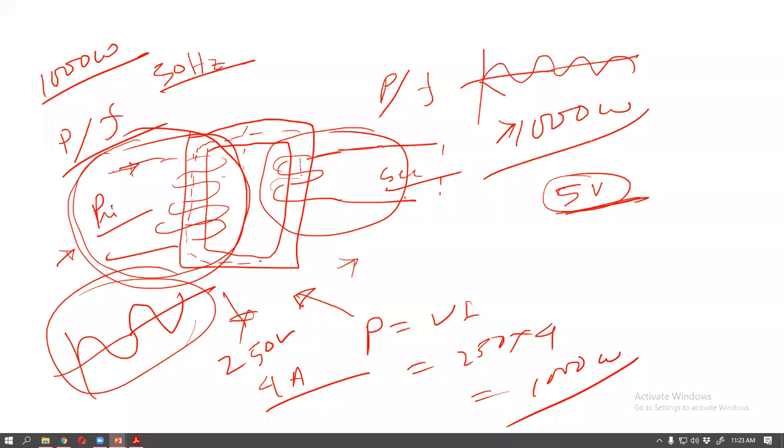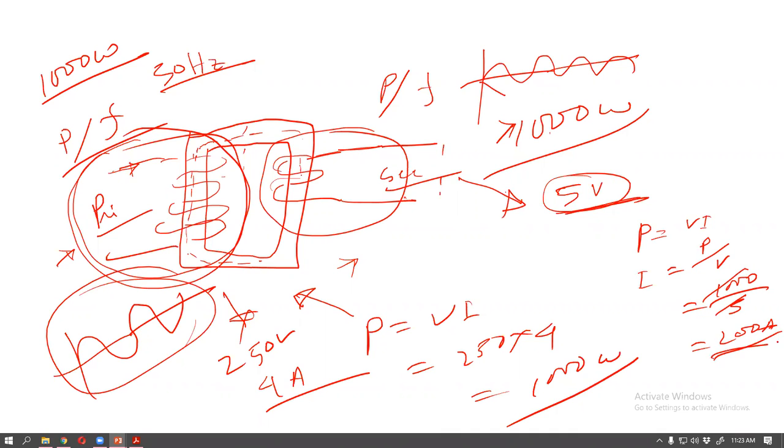So voltage is 5, so current must be increased because our power is equal to 1000. P is equal to VI, so I is equal to P divided by V. So 1000 by 5 is 200 amperes. In the secondary part, our current is 200 amperes. Voltage decreases, but current increases because our power is the same. Clear?